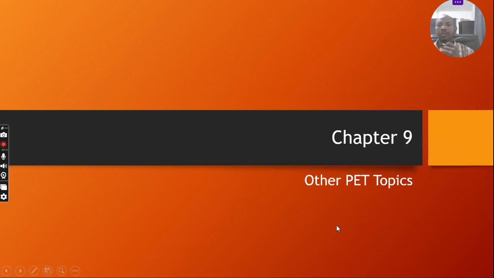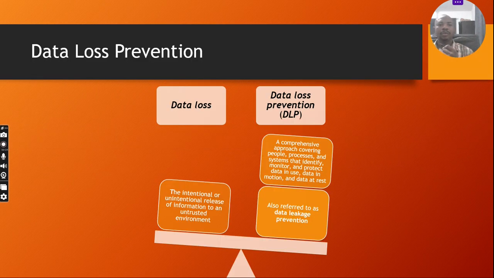Now, today we're looking at Chapter 9, other topics in privacy engineering. These are the things we're looking at today. First of all, we're going to look at what we call data loss prevention. First of all, what is data loss?